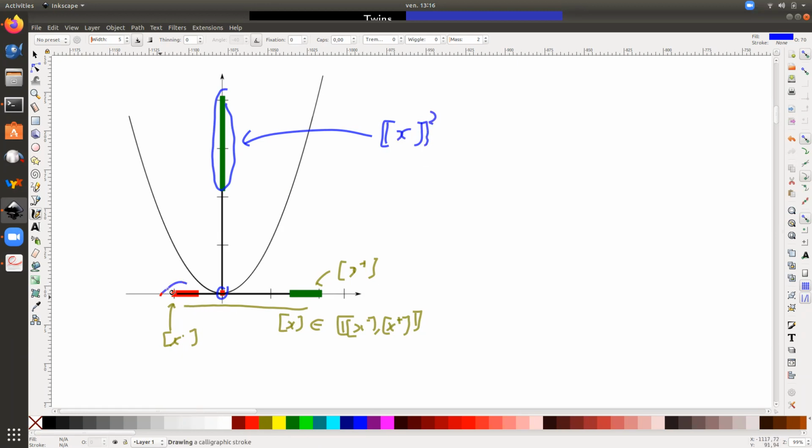So this one corresponds to the twin x. And what I want the arithmetic to do is to represent the square like this.